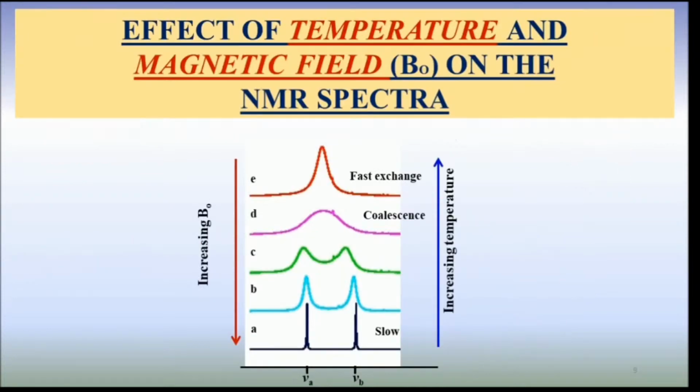In this, let us see the effect of temperature and magnetic field on the NMR spectra of fluxional molecules. With increasing temperature, there is a fast exchange and the two signals slowly merge and become a single sharp line. With increasing field strength, the two signals are well resolved.